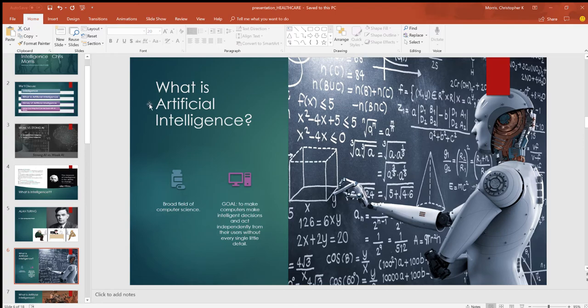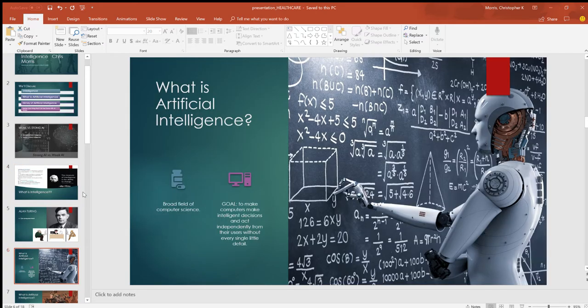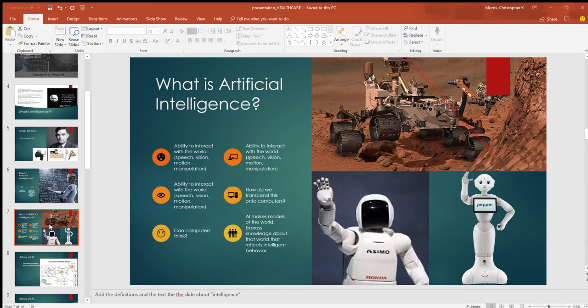So what is artificial intelligence, though? If we have what intelligence is, which is the act of understanding and so forth, what is artificial intelligence? Well, artificial intelligence, or AI, is a broad field of computer science, which is even a broader field of discipline. But essentially the goal here is to make computers make more intelligent decisions and act independently from the users without us telling them every little single detail. So it's essentially giving them the ability to learn by themselves and to come up with the answer by themselves. And there are many different approaches that they've taken to accomplish this. And like I said, a lot of them are being used today.